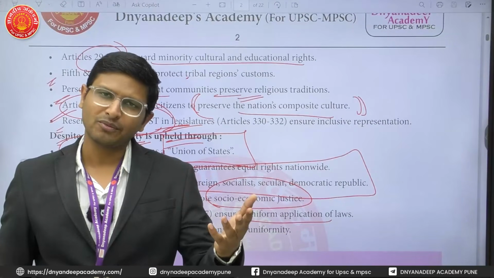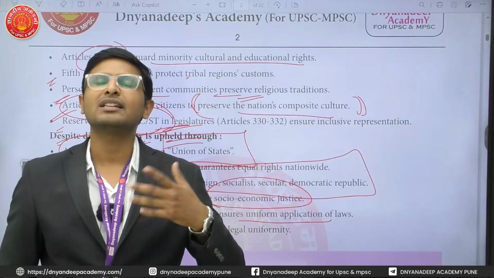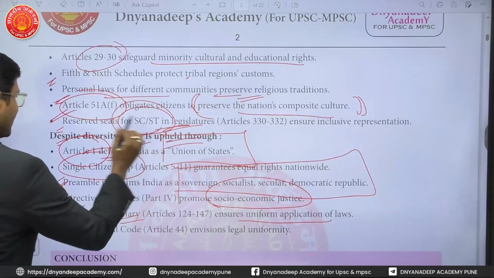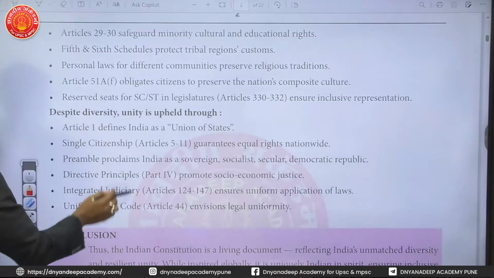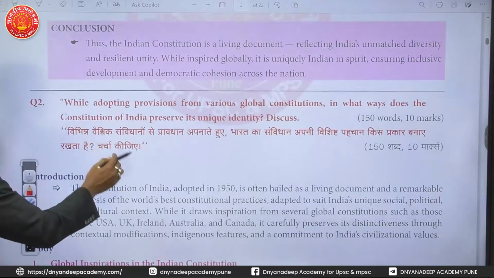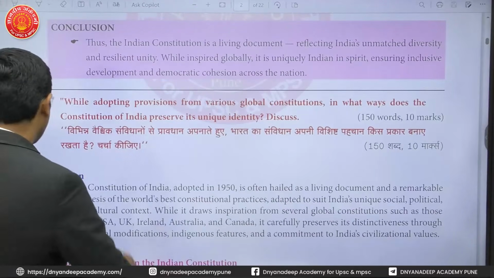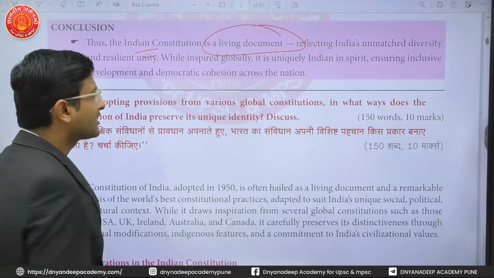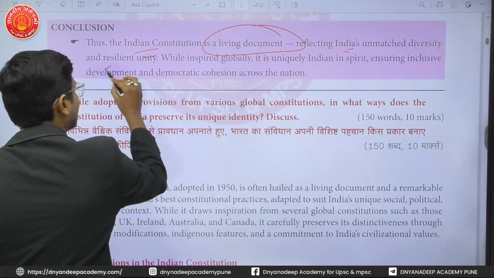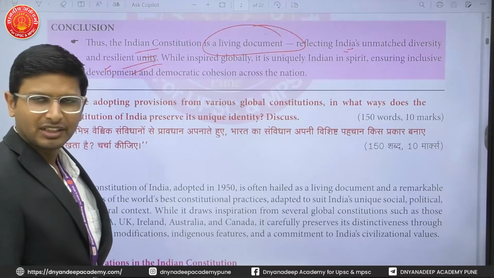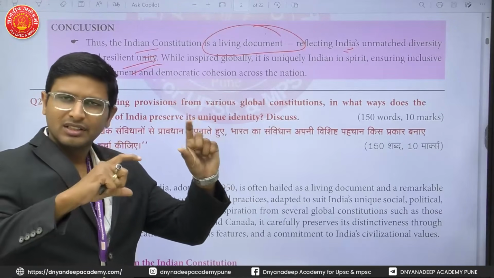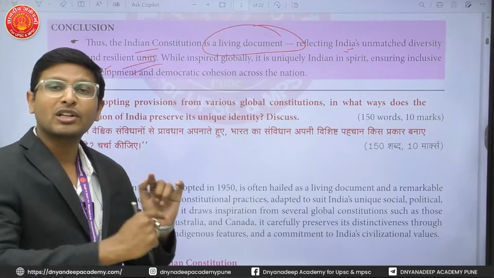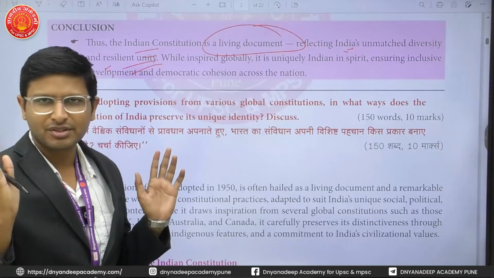Second thing, it asked which provisions talk about diversity, and which provisions talk about unity. All these things you have to write in this particular question, and then of course you will write the conclusion that the Indian Constitution is a living document. It reflects the unmatched diversity and the resilient unity in Indian society. So introduction and conclusion around 3 to 4 lines, and the main body where you write exactly what has been asked in the question.